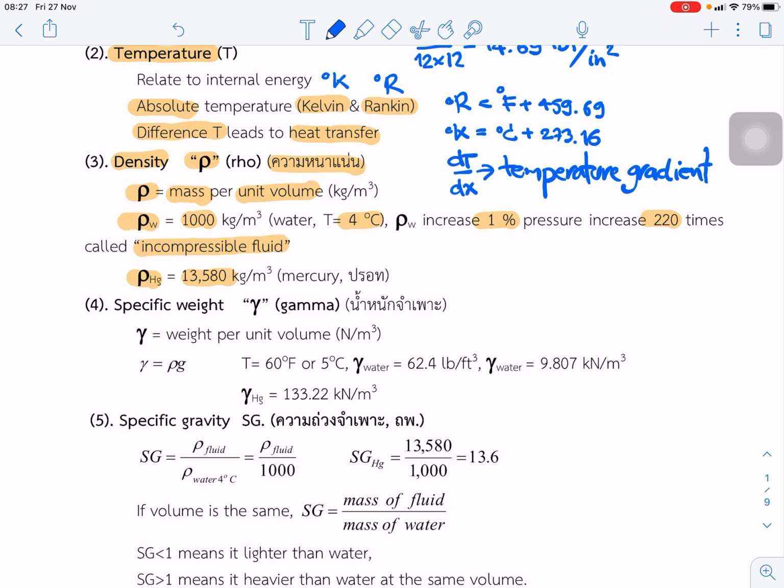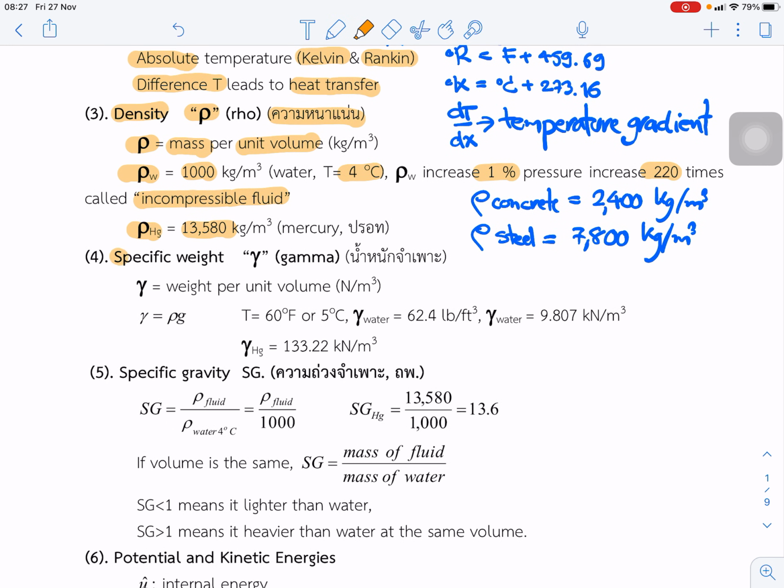And for other densities, like you may learn in civil engineering, concrete is about 2,400, which is frequently used. Steel is about 7,800 kilogram per cubic meter.